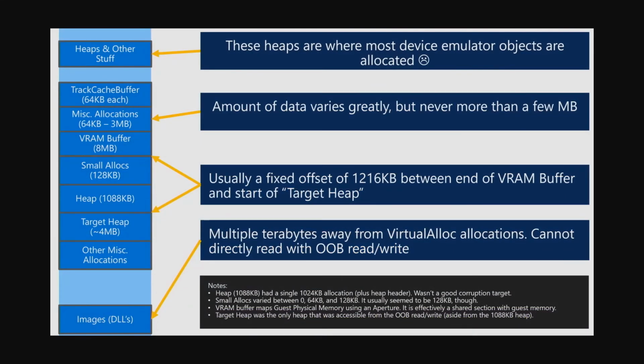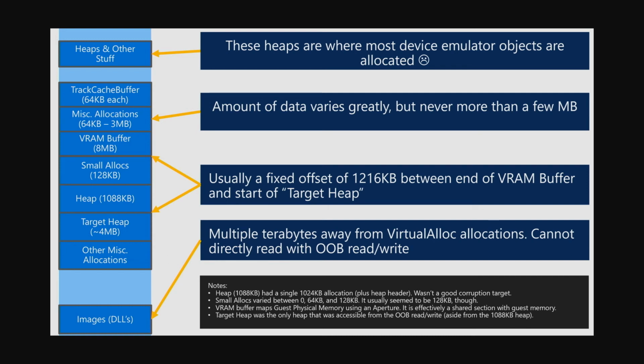So I ended up doing the same initial process of using VMMap to create this memory layout generalization. A lot of it was the same, but there were a couple of important things. One important thing is that most of the heaps in the VM worker process are allocated at a lower virtual address than the track cache buffer. And that means I cannot read or write them.